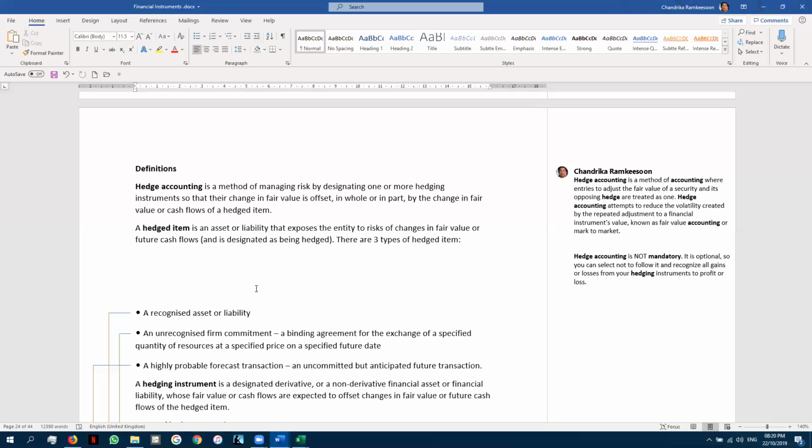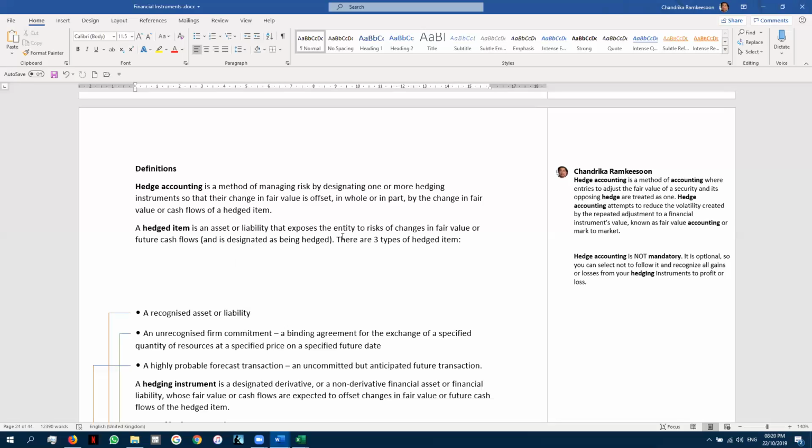A hedged item is an asset or liability that exposes the entity to risks of change in fair value or future cash flow and is designated as being hedged. Now, this is the hedged item itself. So, for example, this might be the stock of gold. Okay, don't mix up the hedged item with the hedging instrument. The hedged item is the item being hedged.